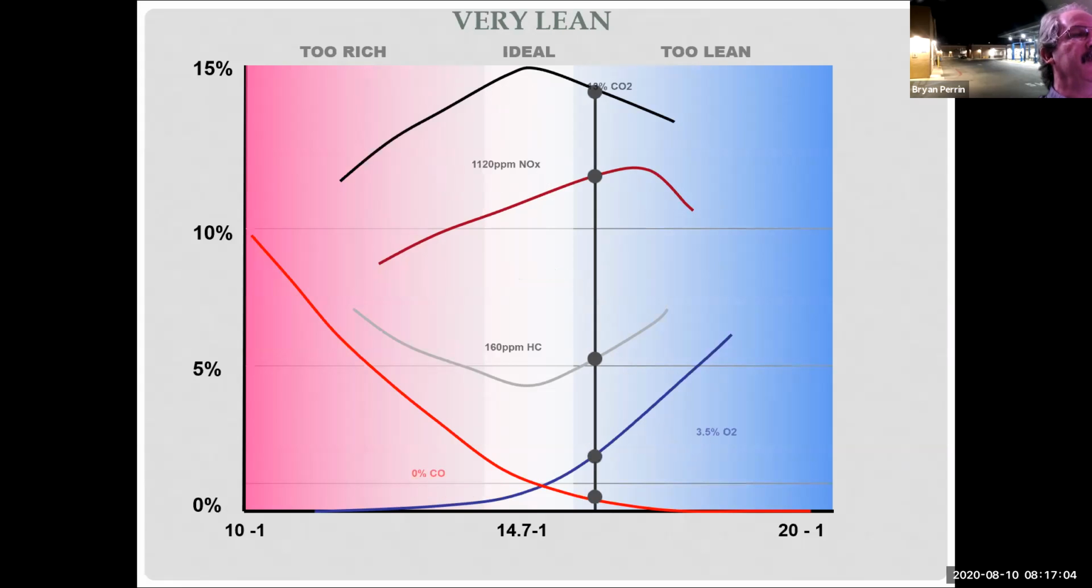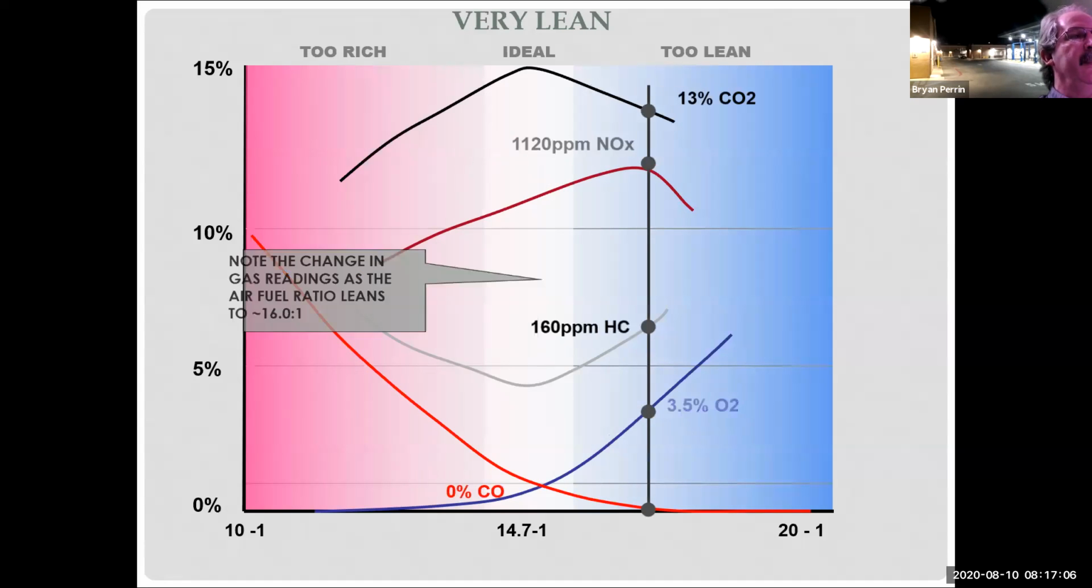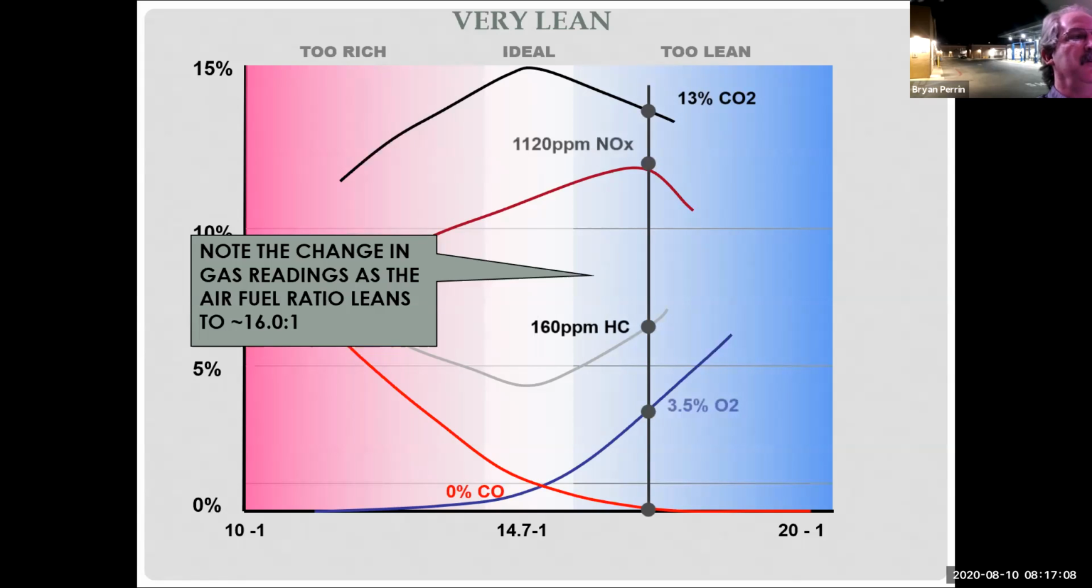If I go even leaner yet, I'm down to 13% CO2, over 1,100 parts per million of NOx, over 60 parts per million of hydrocarbons, 3.5% O2, and no CO. So you can see based on my mixture, it affects all of my gases. So mixture is critical.